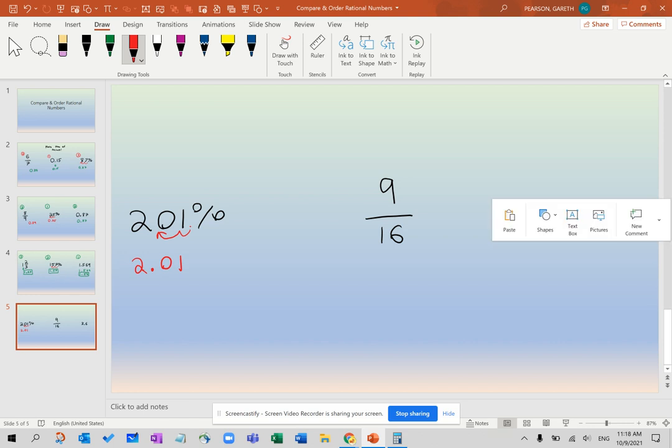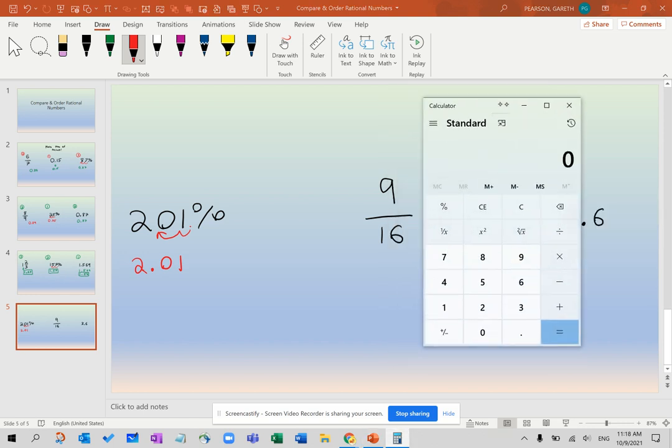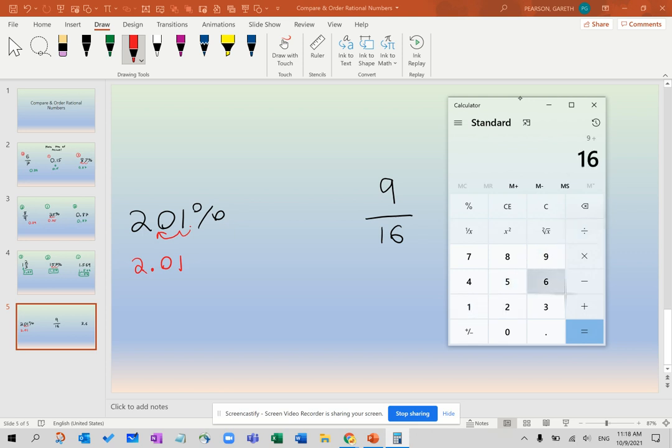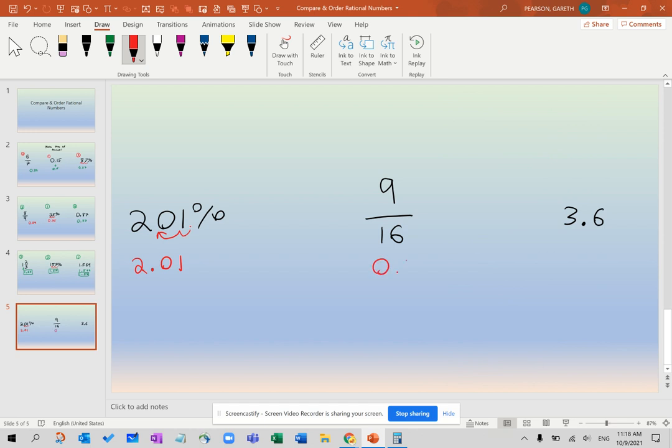For 9 over 16, well, using the calculator again, just going to go ahead and do 9 divided by 16. Boom. That gives me 0.56, more or less. So 0.56. And then finally, we have 3.6. So 3.6 is an invisible 0 back there. 3.6, 3.60. So if I'm putting these in order, my smallest one is 0.56, of course. That's not even 1. My next smallest is 2, and my largest is 3. I'm literally going in order from 0.50 something to 2 of something to 3 of something.